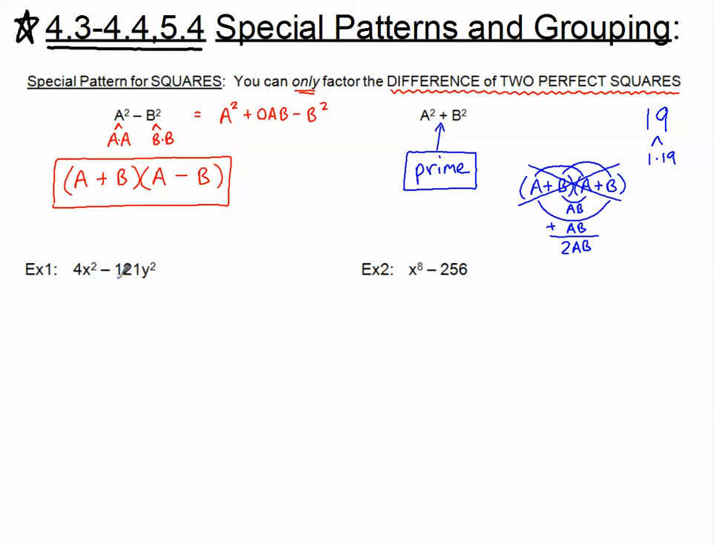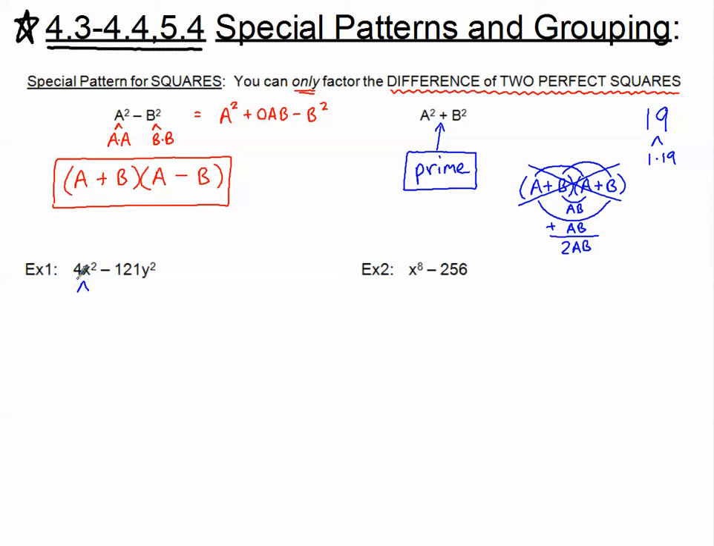4x squared minus 121y squared. The first thing I note is that this is a binomial, so it has to be some sort of special pattern. I see that it is a difference, and it's two things, and each one of these things is a perfect square. 2 squared, x squared, 11 squared, y squared. So I know that I can factor this using my pattern right up here.